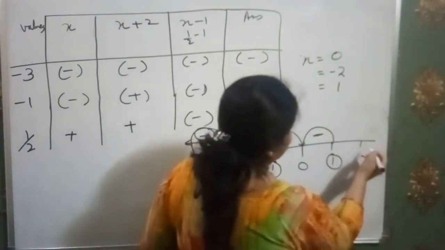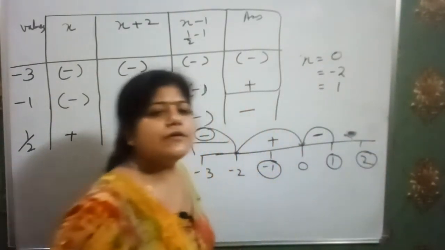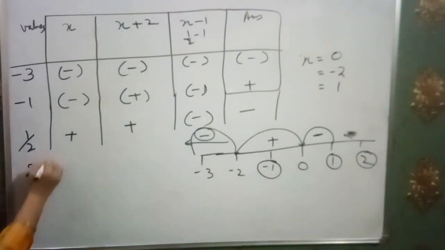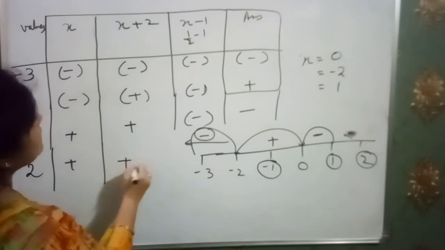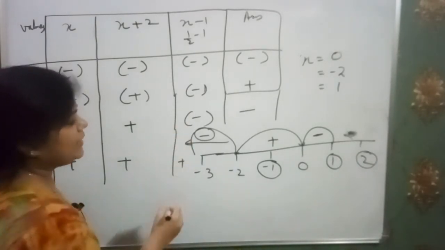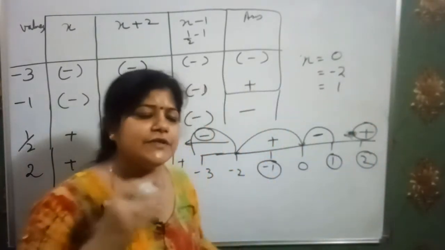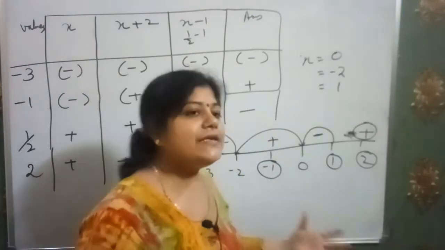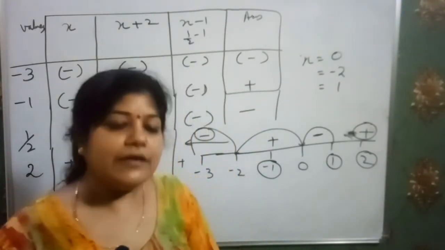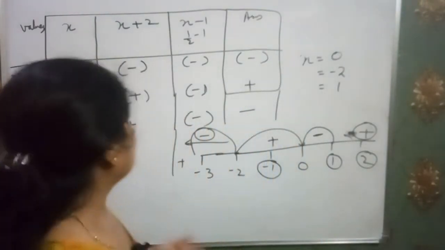Now between 1 and 2, just take a value greater than 1, I will take plus 2. Clear? When I take plus 2, here we have plus, here we have plus, and ultimately here we also have plus, and our answer is plus. Now after doing this, we decide whether it is increasing, decreasing, strictly increasing, or strictly decreasing. Now how will you do that?